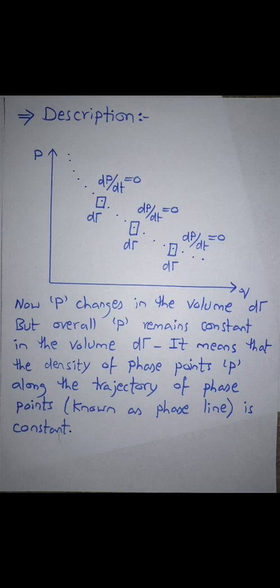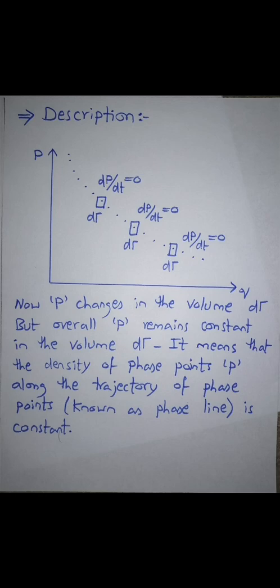Now we know that ρ is a function of position, momentum and time. Now ρ changes in the volume dΓ, where dΓ is the hypervolume, the volume in more than 3 coordinates, with respect to position, momentum and time. But we can see that the overall ρ remains constant in the volume dΓ, because if some points are leaving the volume due to change in momentum, then at the same time some phase points are entering the volume dΓ due to change in position coordinate.